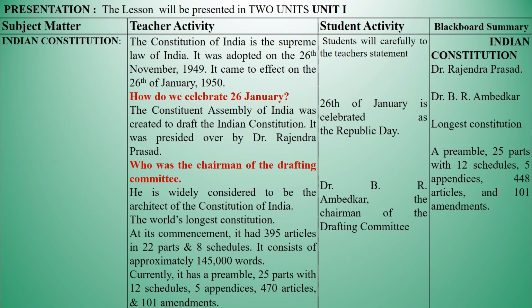Now we come to the presentation. For the sake of convenience, the plan will be divided into 2 units. Now we start with the first unit. I have divided the plan now into 4 columns. In the first column, I have written subject matter. In the second column, teacher activity will come. The third column is for student activity, and in the last 4th column, blackboard summary will be written.